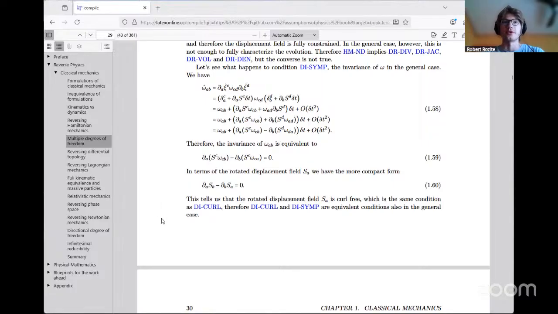I'll just say it. This tells us that the rotated displacement field SA is curl-free, which is the same as the curl condition, and therefore the curl condition and the symplectic condition are equivalent conditions also in the general case.